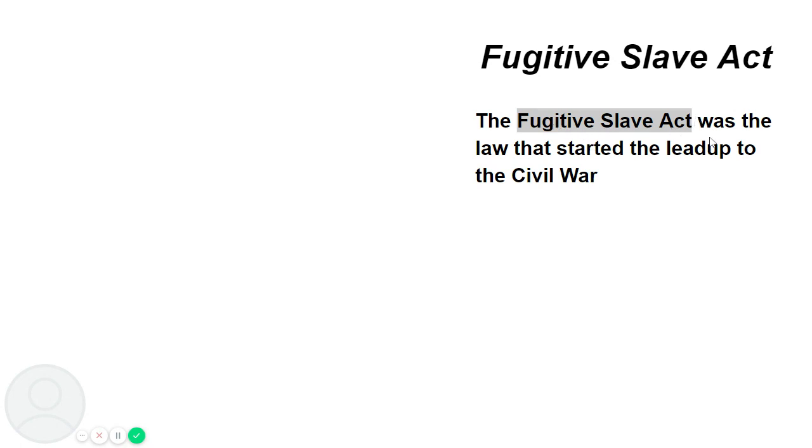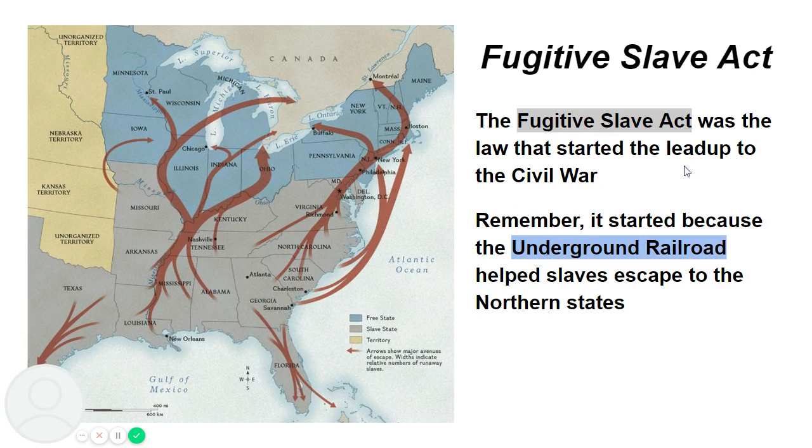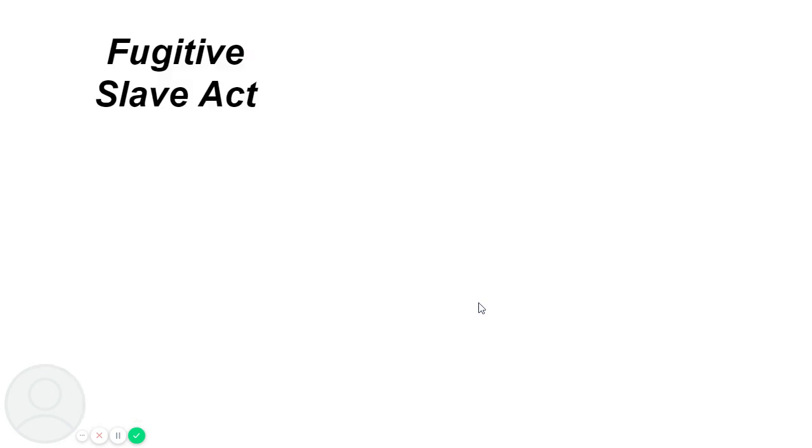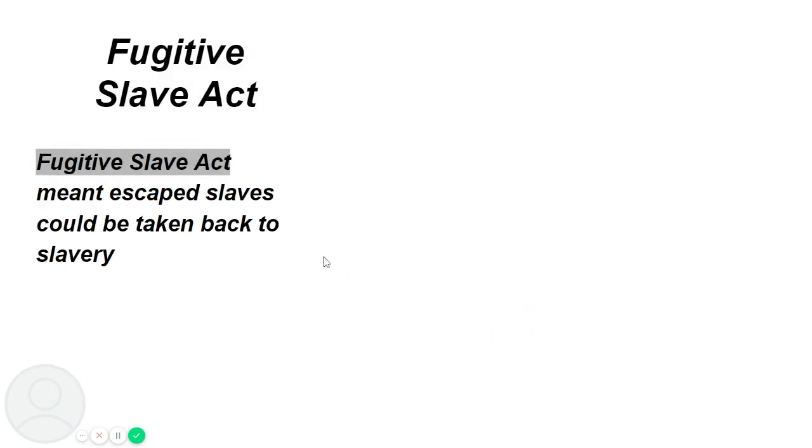So the Fugitive Slave Act happened because of the Underground Railroad, one more time, not an actual train, underground, these were code words. What they would do is all of these abolitionists would help the slaves escape into the northern states and to freedom. So obviously these southern states hate this. So they want a law that basically takes away the Underground Railroad. So all of these slaves are escaping from the south into the north. Well, that doesn't mean anything.